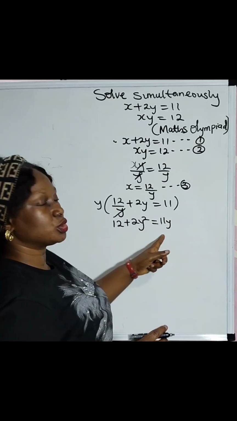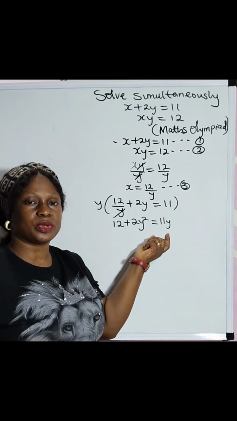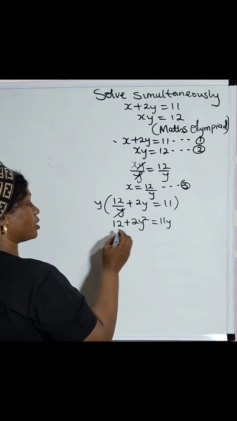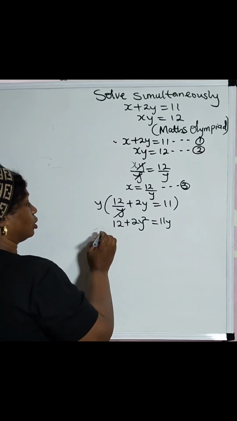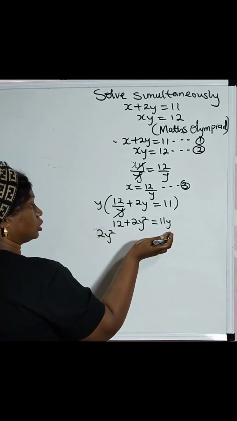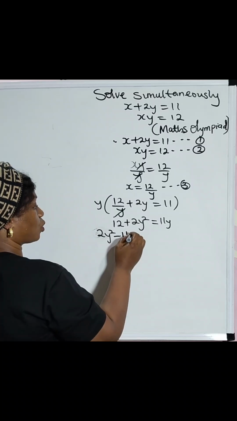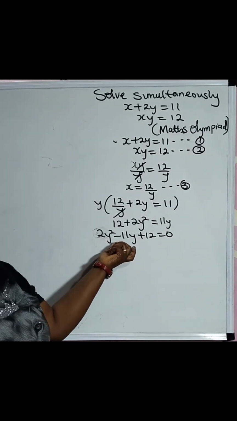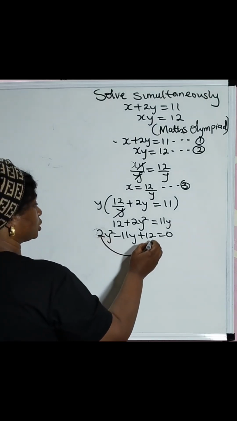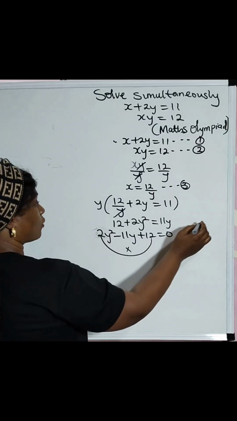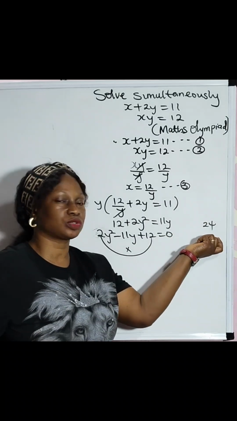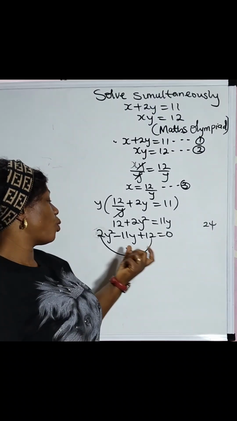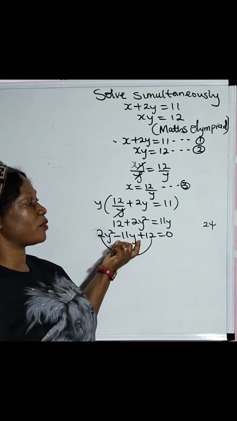At this point, we are going to equate this to 0 so that we can factorize. Now, in equating, we are going to rearrange it. We have 2y squared, this will cross the sign of equality, change to minus 11y plus 12 is equal to 0. At this point, we are going to factorize. Remember, we are going to multiply this by 2. We will have 24. We are going to look for two numbers that when we multiply, we have plus 24, and when we add them, we have minus 11.